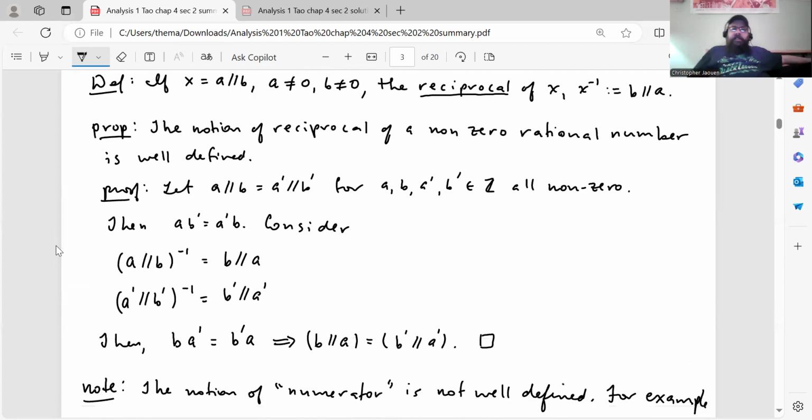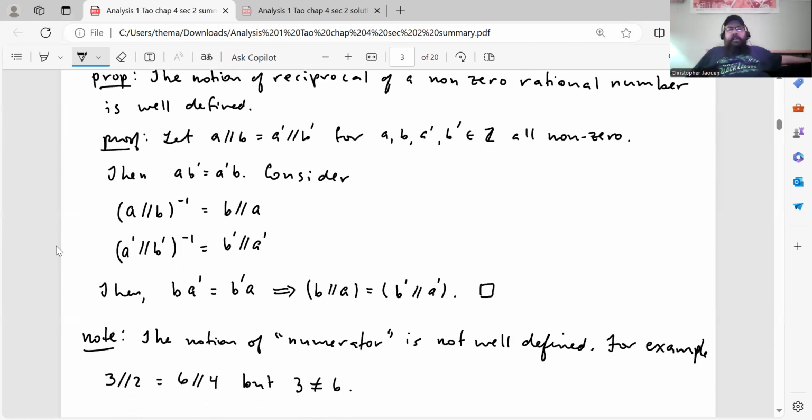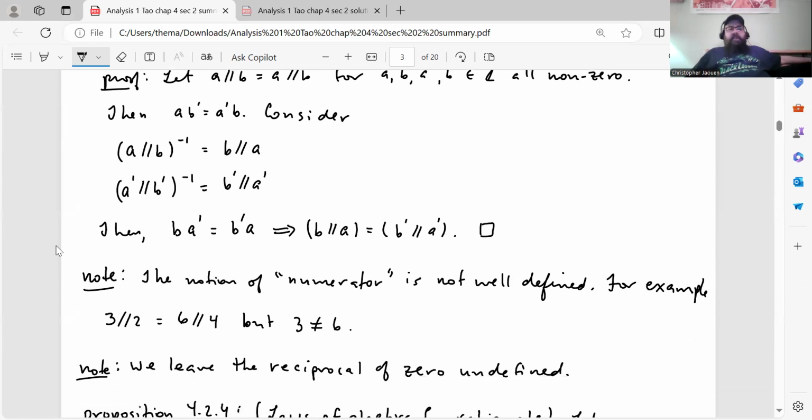All right. He states this as a proposition here. I don't think he proves it in the book, so I just wrote it out as a proposition and proved it here in the section, like I like to do. So the proposition is: the notion of reciprocal of a non-zero rational number is well defined. So here's my proof. Let A//B equal A prime//B prime for A, B, A prime, B prime integers, all non-zero. Then A B prime equals A prime B, by the way we define the equivalence classes. Consider the inverse of the two rational numbers there. Then B A prime equals B prime A, which implies B//A equals B prime//A prime, and that's the proof.